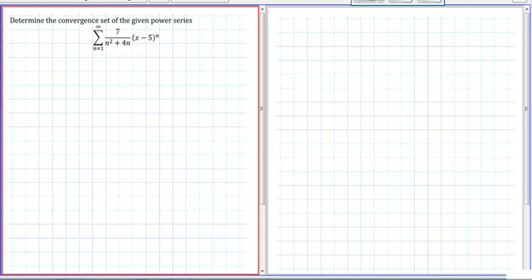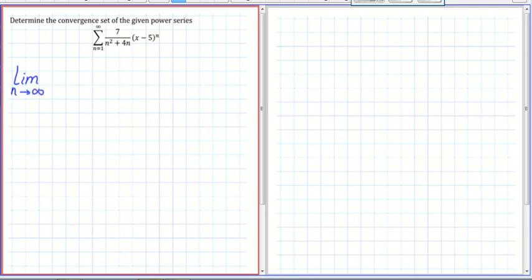Determine the convergence set of the given power series. So that is the power series. What we do here is we're going to use the ratio test. So for the ratio test, we're going to take the limit as n goes to infinity, and we take the ratio of consecutive terms, the next term over this term.